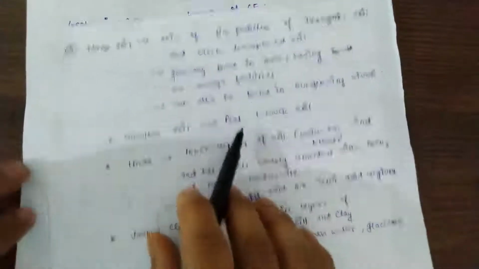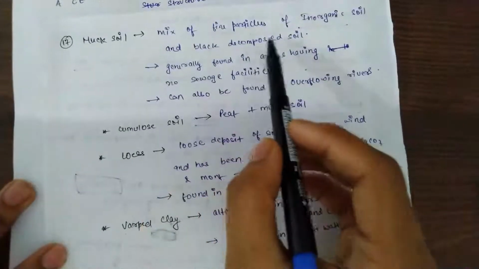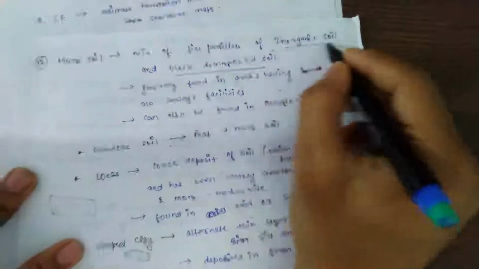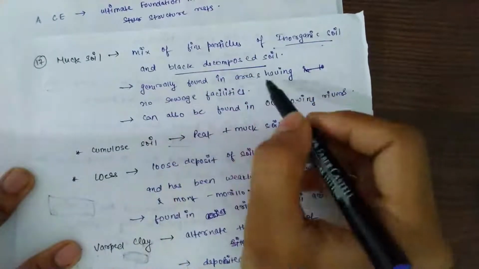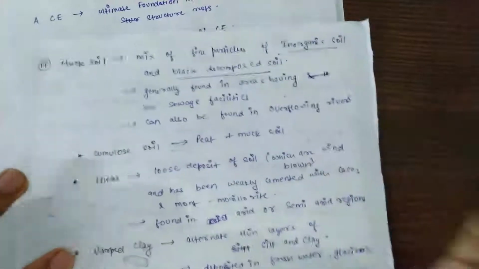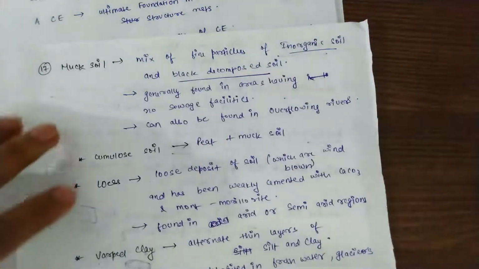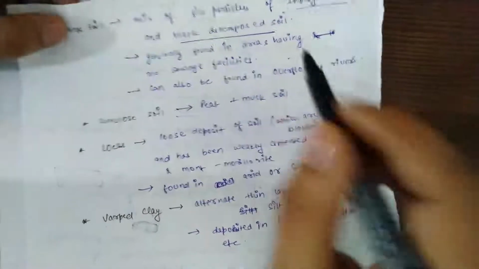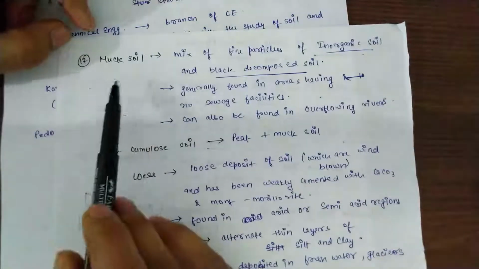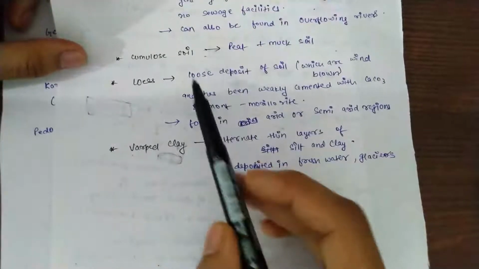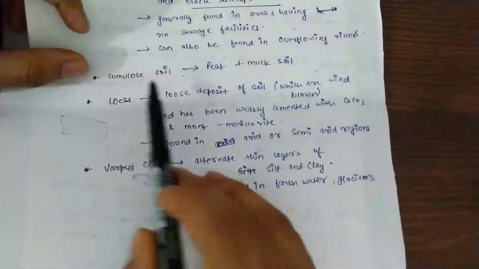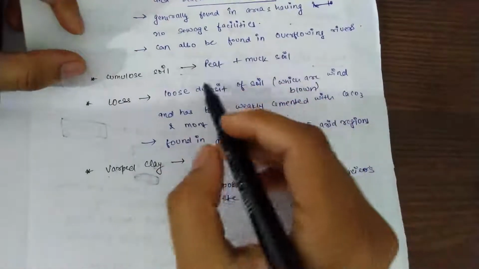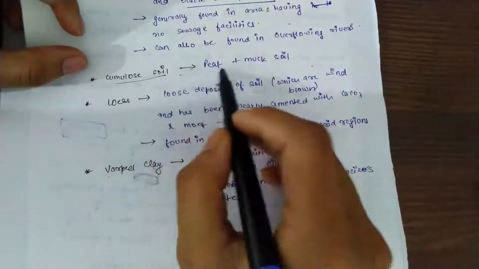Then there is muck soil. It is a mixture of fine particles of inorganic and black decomposed soil. It is generally found in areas having no sewage facilities, and this is also generally seen in overflowing rivers. These were the main types of soil which we discussed. 17 types were there. Apart from these, there are also 3 more types of soil, which are peat, cumulose soil, which is peat plus muck soil.